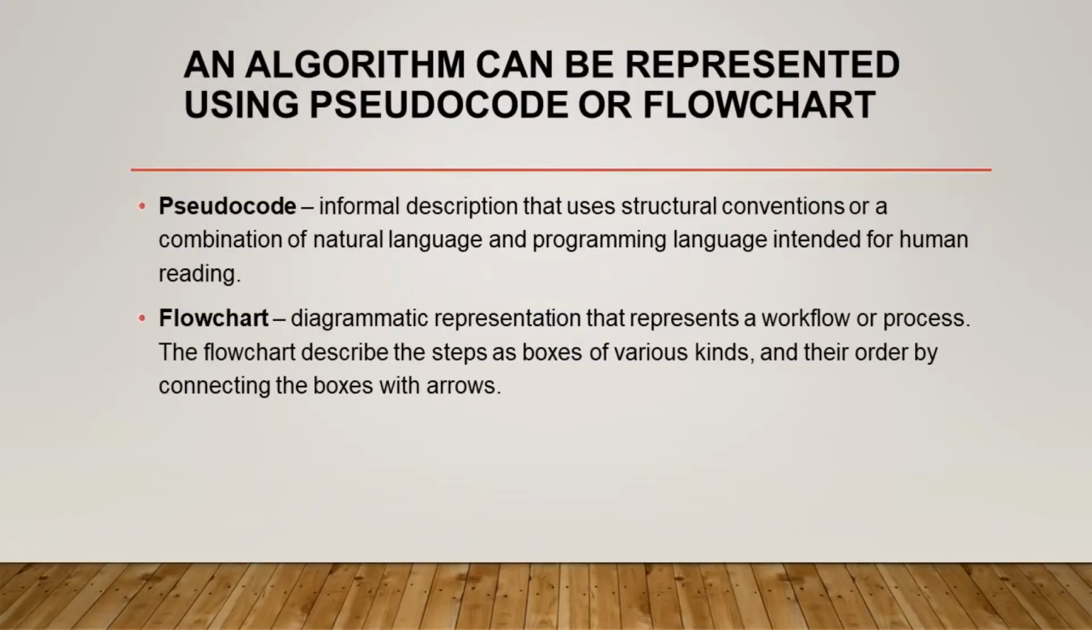An algorithm can be represented either using pseudocode or flowchart. Pseudocode is an informal description that uses structural conventions or a combination of natural language and programming language. It is intended for human reading, while the flowchart is a diagrammatic representation of a workflow or process. The flowchart describes the steps as boxes of various kinds and their order by connecting the boxes with arrows. So next, let's see the types, names and meaning of each symbol in a flowchart.